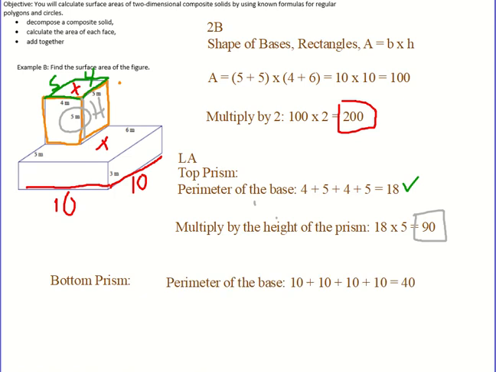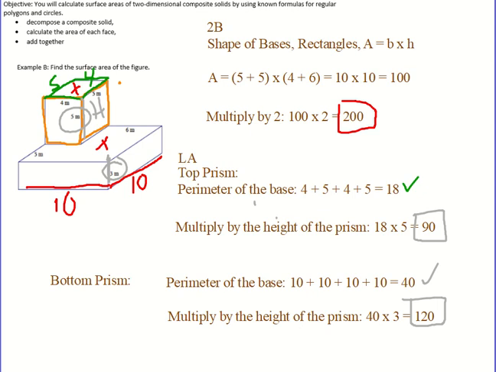So now I'm going to move on to the lateral area faces of the bottom prism. So first find the perimeter. You are just adding the 10s together. 10 plus 10, and there's 2 10s in the back you can't see, so you get 40. And then you're multiplying by the height of this prism. The height of this prism is 3. So 40 times 3 is 120.